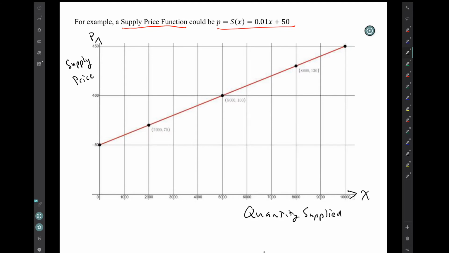Let's consider a couple of sample points on this graph. This point has coordinates 2,000, 70. That means that when the selling price is $70, producers will be willing to supply 2,000 of the items for sale. This point has coordinates 8,000, 130. That tells us when the selling price is higher, $130, producers will be willing to supply 8,000 of the items to sell at that price.